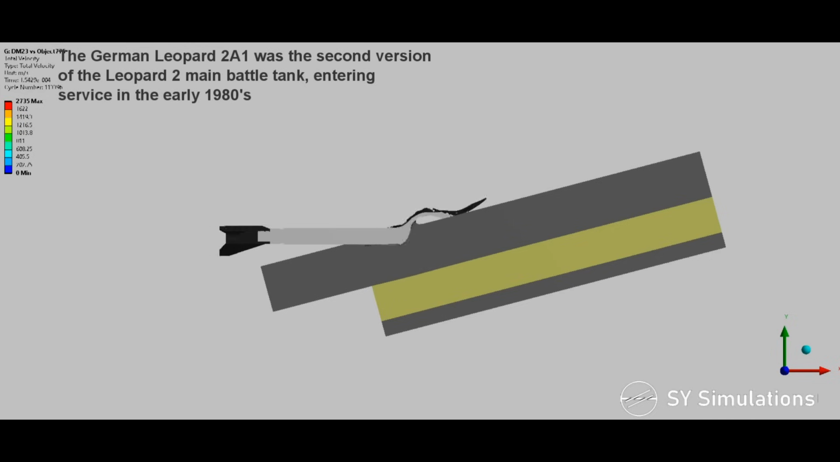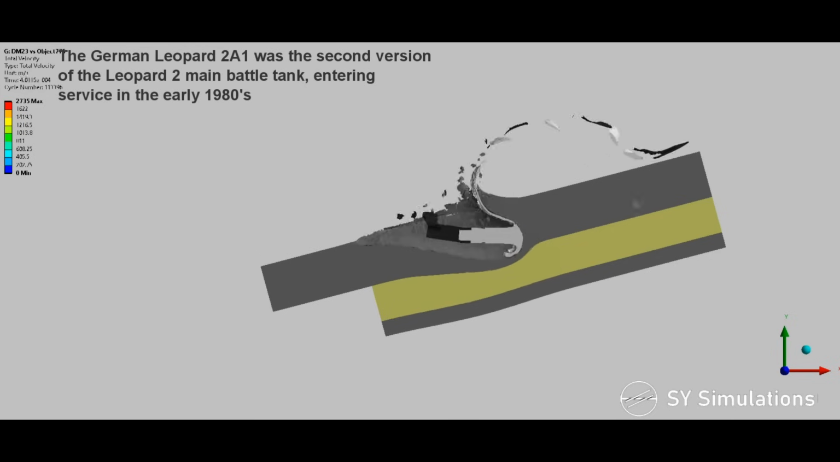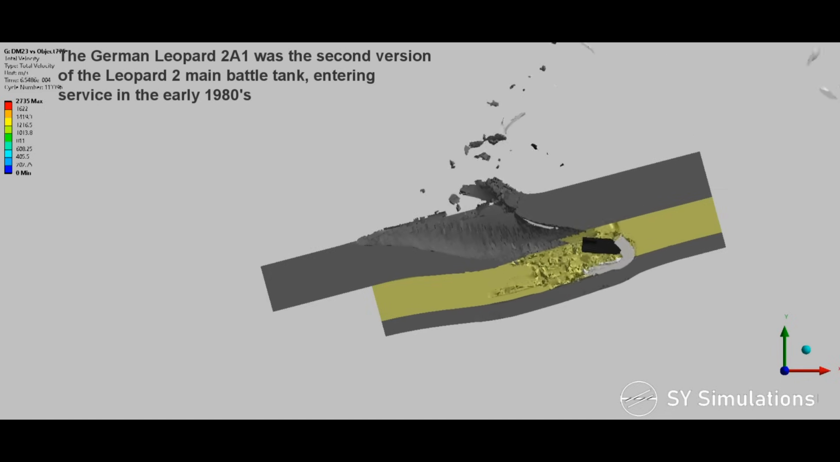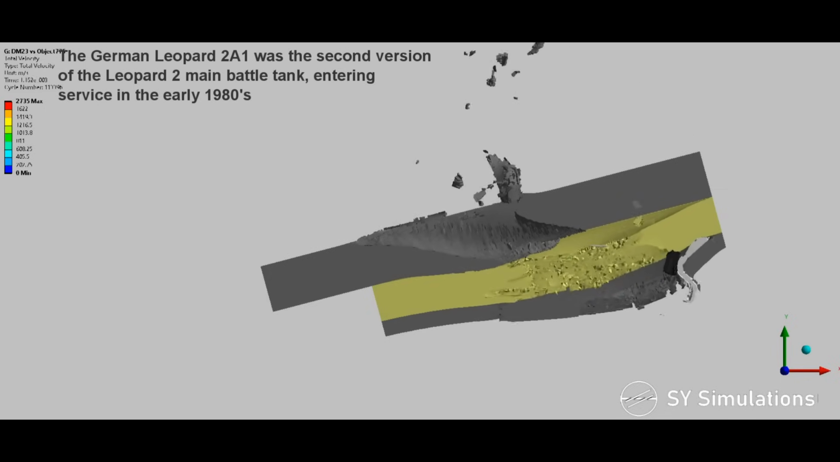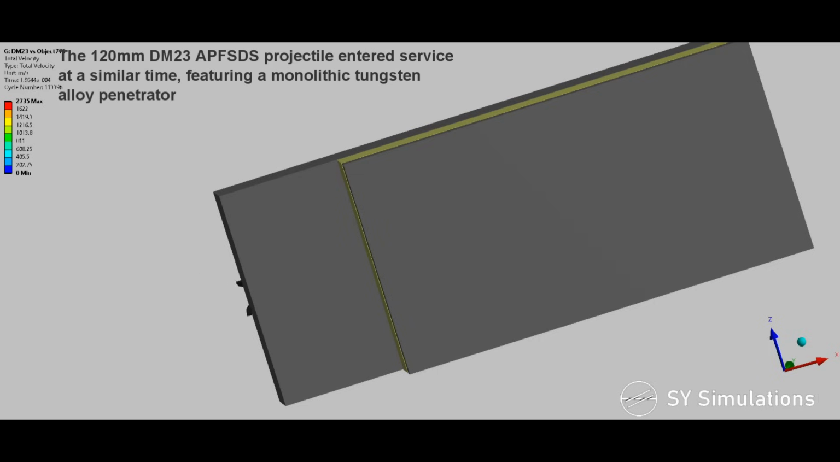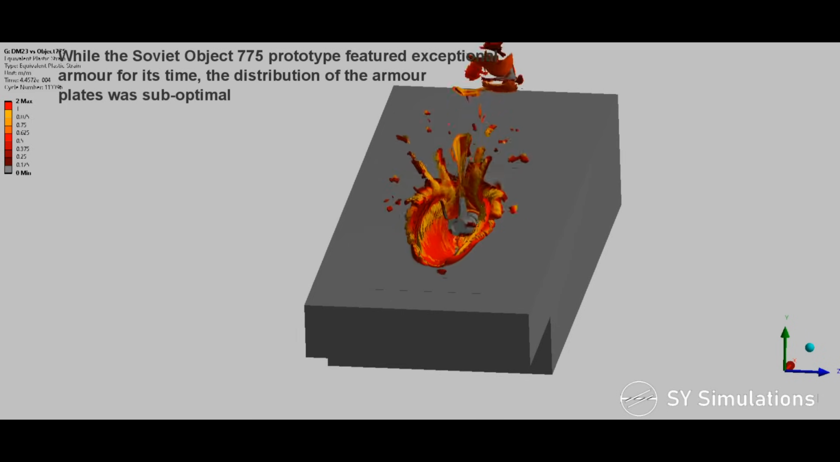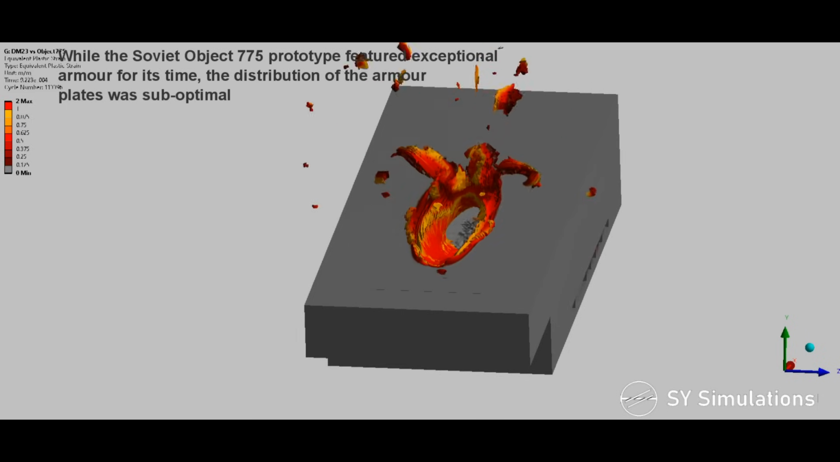The German Leopard 2A1 was the second version of the Leopard 2 main battle tank, entering service in the early 1980s. The 120mm DM23 armor-piercing fin stabilized discarding sabot projectile entered service at a similar time, featuring a monolithic tungsten alloy penetrator, while the Soviet Object 775 prototype featured exceptional armor for its time.